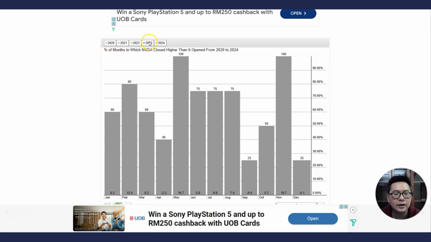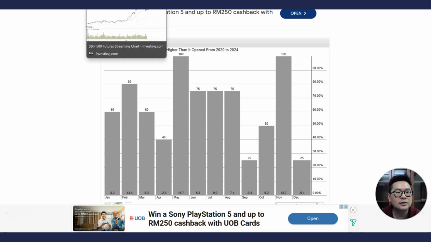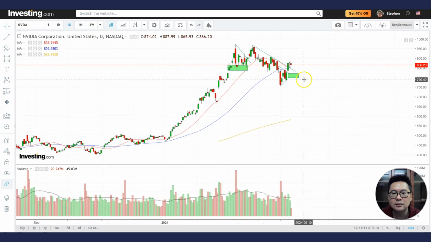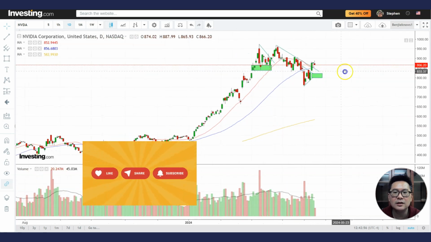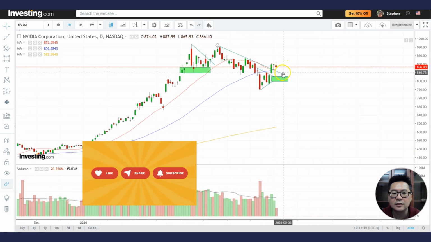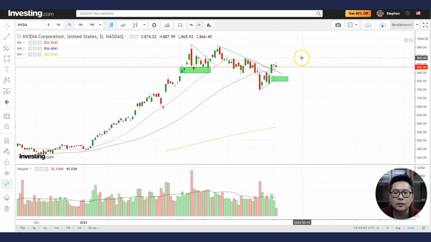2020 to 2023, right? April, it has closed higher only 40% of the time, with an average loss of 2.3%. But May, it closes higher 100% of the time, with an average gain of 16.7%. So you can draw conclusions on June, July, August. And that is why when May starts, the first week, if Nvidia is able to stay above this downtrend line here, then most likely it's going to go up, break above this area here, and move above 1,000.